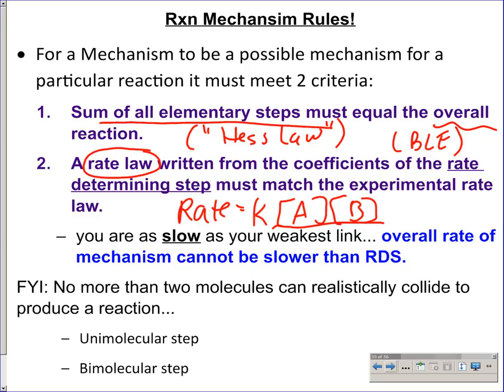So the rate, whatever this is, it'd be A plus B yields blah blah blah. I don't really care what the products are because rate has nothing to do with products. You're only concerned with the reactants here. So I like to say you're as slow as your weakest link because if you've got a slow step, that's holding up the process. So the entire rate is determined by the slowest step, which is the rate determining step. And you can't be slower than your rate determining step. That's the thing that's kind of controlling the kinetics.